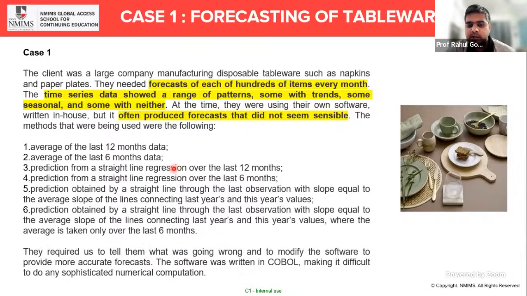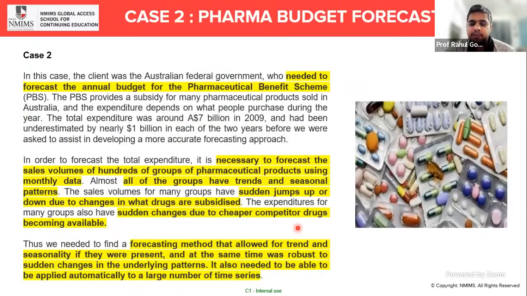We'll see what regression is: regression over 12 months, regression over 6 months, and a lot of other techniques they were applying over this time series to get an accurate forecast. They basically hired consultants to tell them what was going wrong and to modify the software to provide a more accurate forecast. So this is one problem statement.